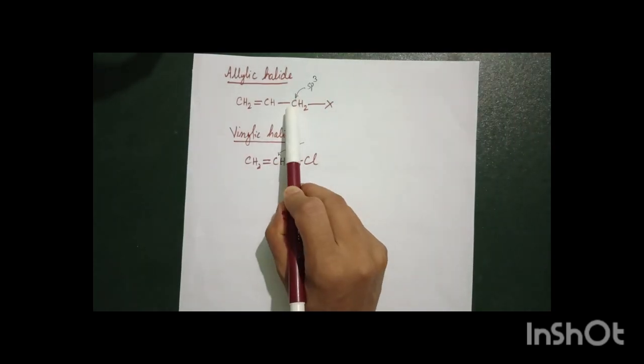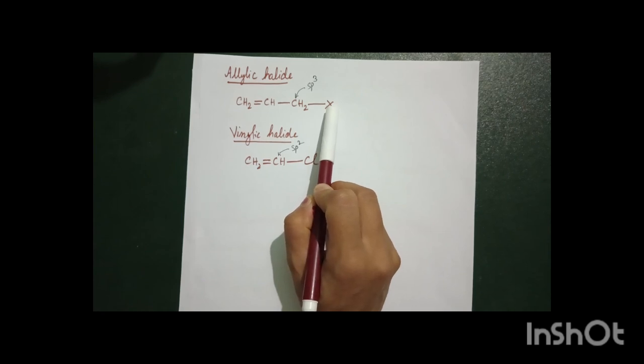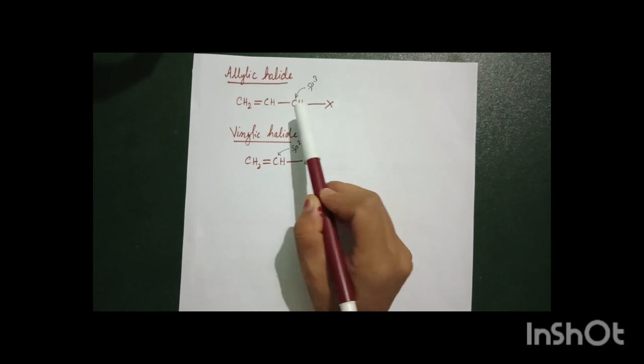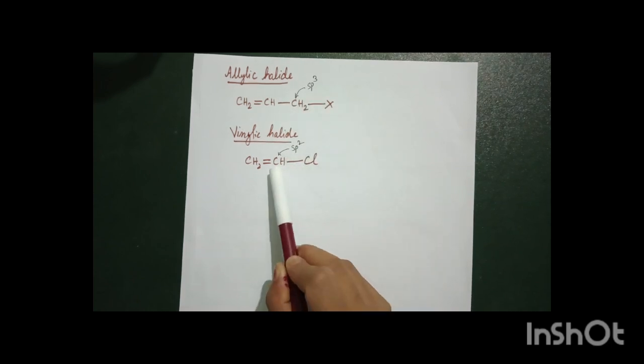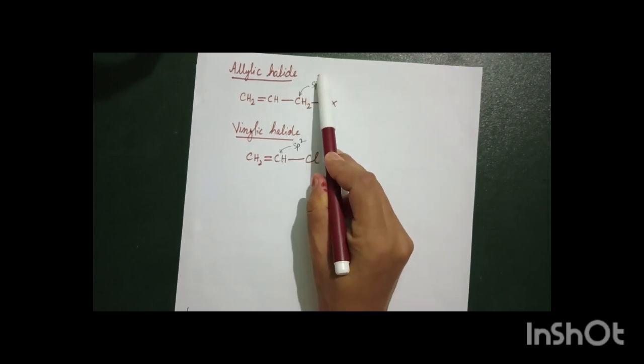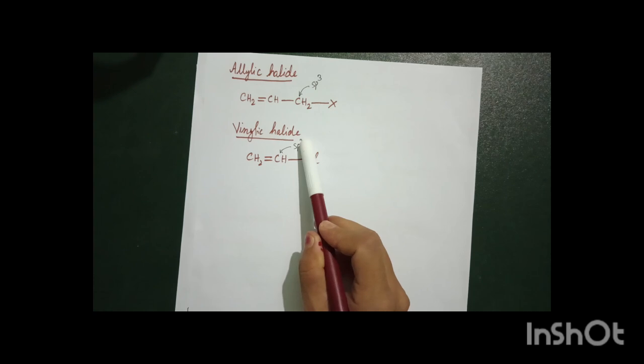Hi everyone, here I am going to discuss haloalkanes and haloarenes on the basis of the number of halogen atoms. In my last video, I discussed the classification of haloalkanes and haloarenes on the basis of the hybridization of the carbon that is directly attached to the halogen group. So I have taken two halogen compounds here. This halogen is attached to the carbon. This halogen is also attached to this carbon. But the difference between this and this is that this carbon is sp3 hybridized and this carbon is sp2 hybridized.